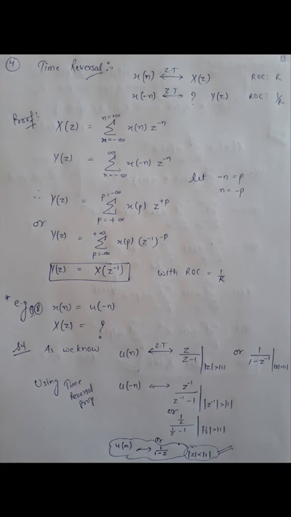I can write z raised to power plus p as z inverse whole raised to power minus p, and the p values varying from plus infinity to minus infinity or minus infinity to plus infinity will result in all the same points. So the final result is X(z inverse), and just because of the inverse the ROC will also be 1 by r. So the time reversal property says that x[n] having Z transform X(z), x[-n] will result in X(z inverse).